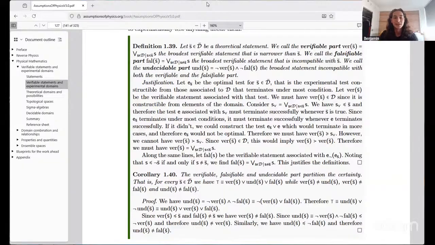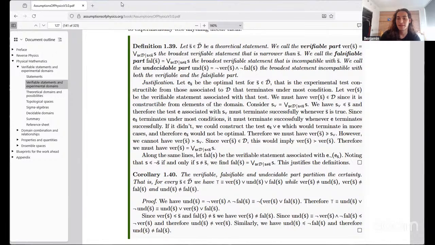So, justification. Let E sub S bar be the optimal test for S bar and D bar, that is, the experimental test constructible from those associated to D that terminates under the most conditions. Let var of S bar be the verifiable statement associated with that test. And we must have that this is an element of D, since it is constructible from elements of the domain. And I can consider S sub disjunction, which is just given by the disjunction of all S in D such that S is narrower than S bar.